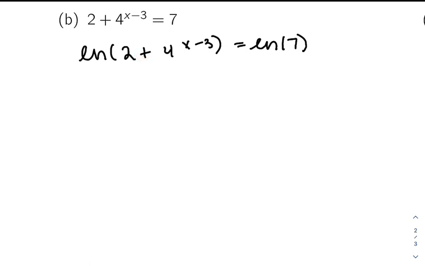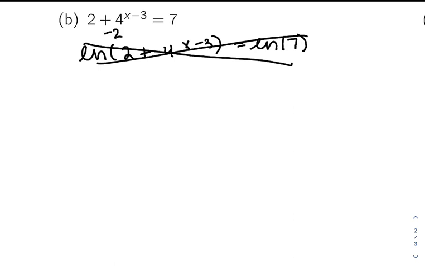My laws of logarithms say that if I have a log of a base to a power, then that power can come out in front. But that's not what I have here. I have a number plus a base to a power. There's too much going on here, and so I'm not going to be able to go much further from this. Instead, I want to be able to isolate my exponential first. Let's get rid of that plus 2 before I take the natural log.